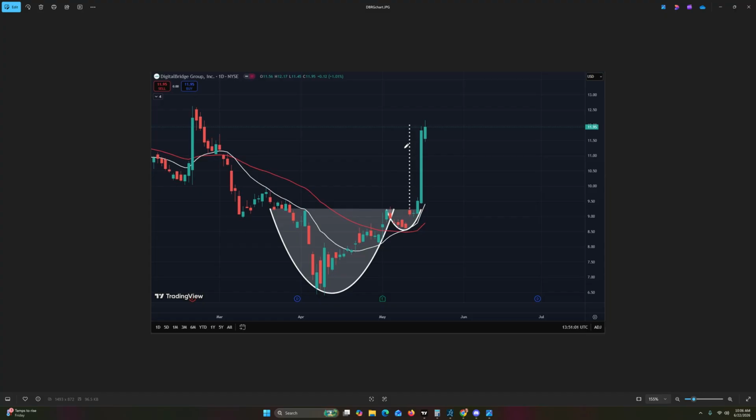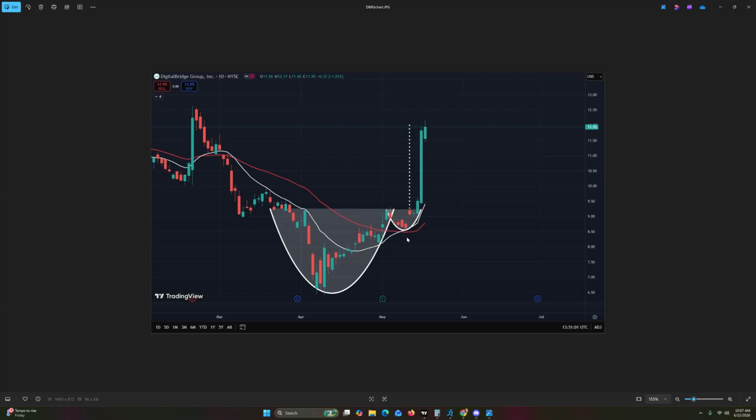So again, this is what you have to do with option flows. You have to look at the chart. The chart didn't look good. Let's say this wasn't here, and this stock was just going straight down, it would not be looking bullish. But because the pattern was here, we identified it, and it ended up just working beautifully.